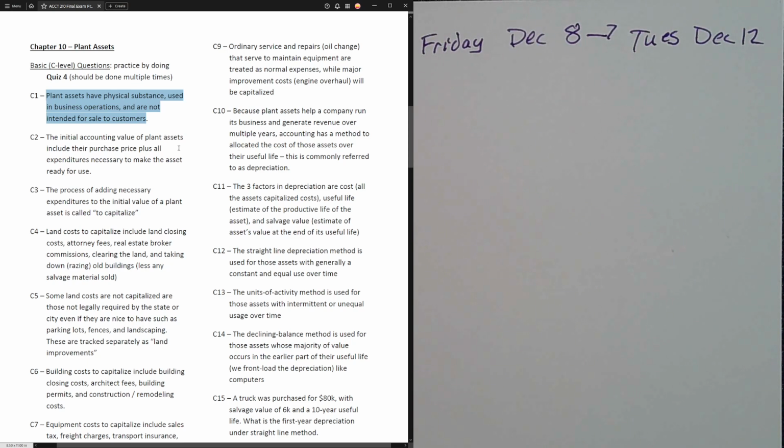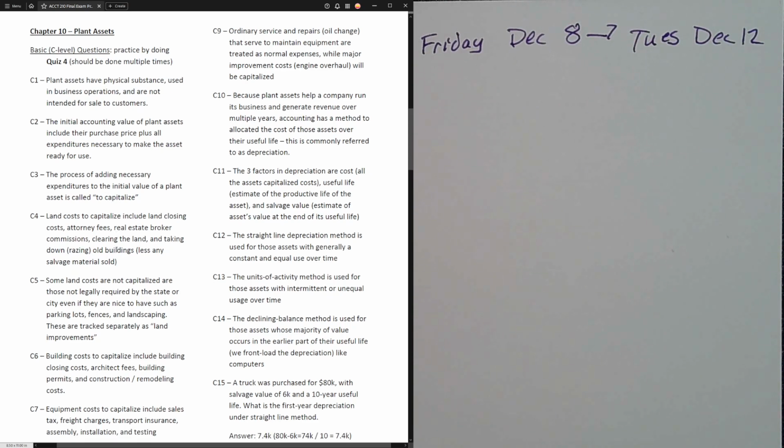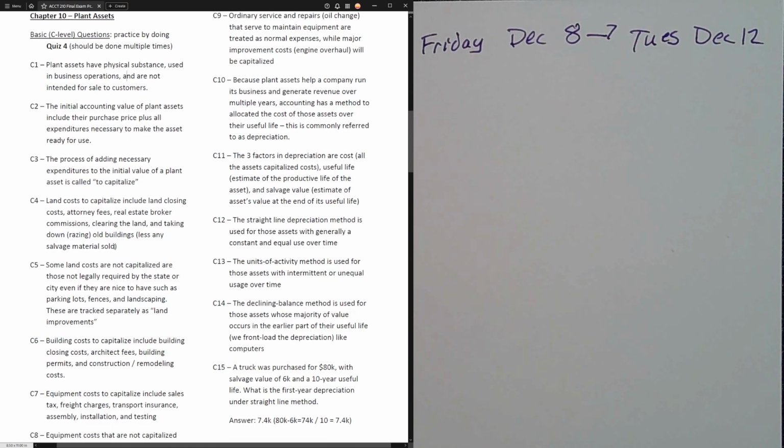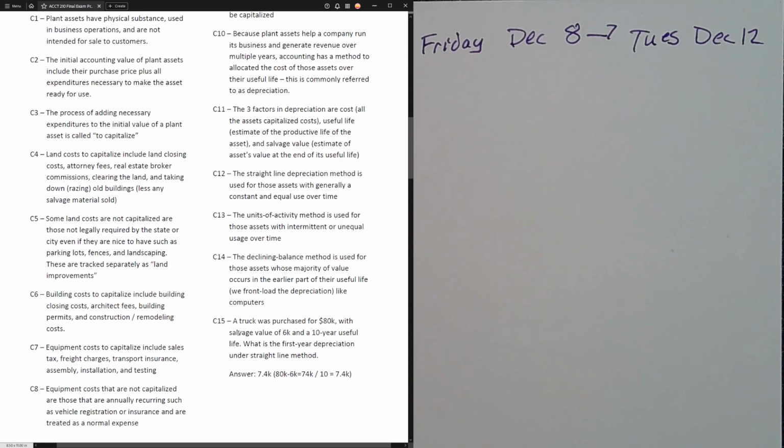So you need to still do the quiz to make sure that you understand what the question looks like, but this is the basis on which I'm making the question. So a lot of these are informational bits. In earlier chapters, there were usually computational things in here, but the only computational one that I have here is, as a C-level question, you need to know how to do the straight line depreciation, which is C15 here.